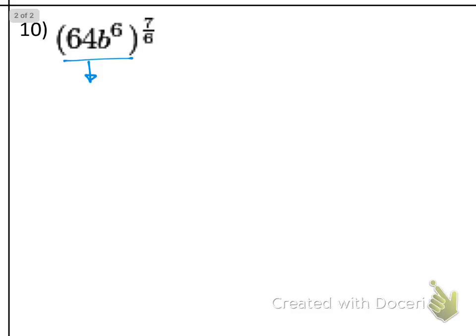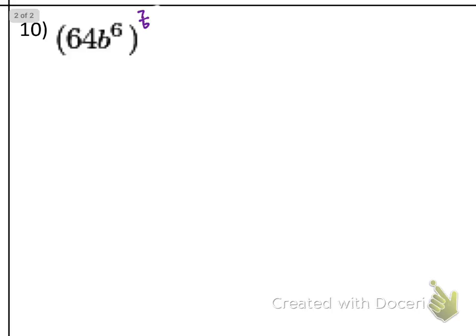Okay, last one. So we got 64b to the 6th, and this is to the 7/6 power. Sorry, I'm going to rewrite this here so you can see it. I'm going to make this a little better on the test. Sorry about that. It looks so ugly, but I'll fix it. Okay, 64b to the 6th, all to the 7/6 power.